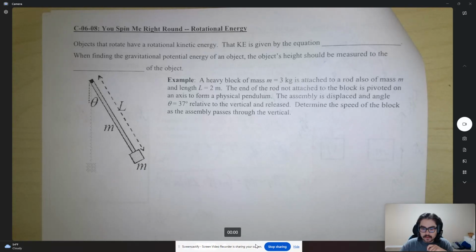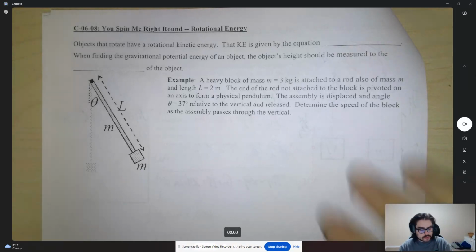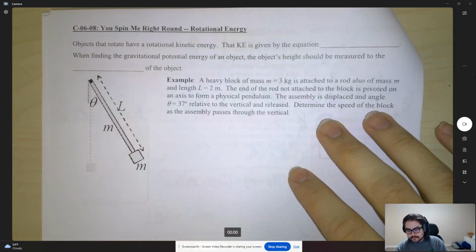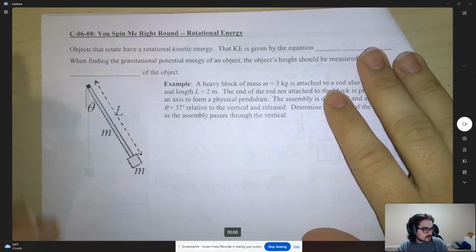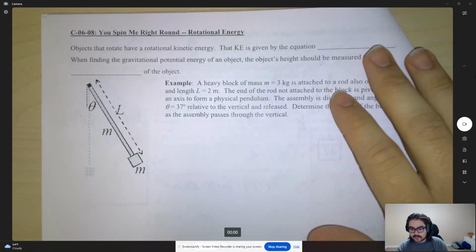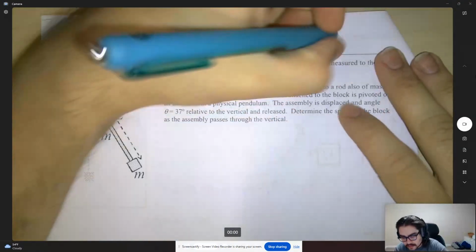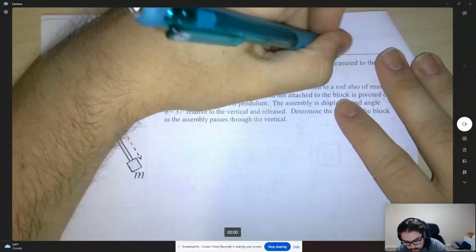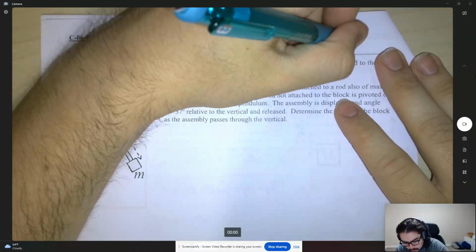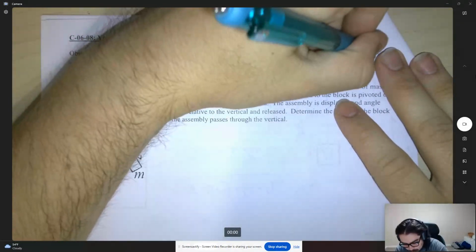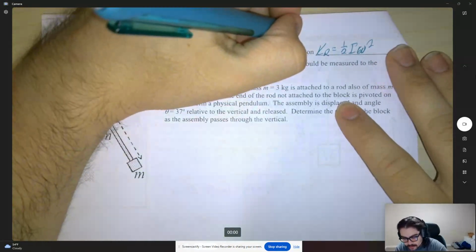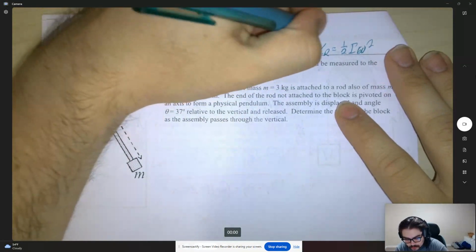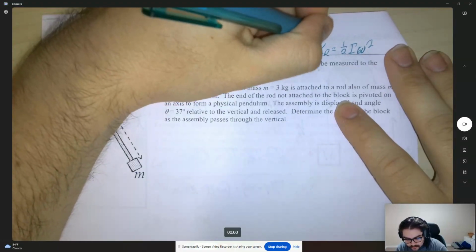All right. Let's start talking about rotational energy. We know that if an object rotates, it has what's called rotational kinetic energy, which is a different type of kinetic energy, and we can get that equation with K sub r equals 1/2 I omega squared. That's compared to the translational kinetic energy, which you know is 1/2 mv squared.